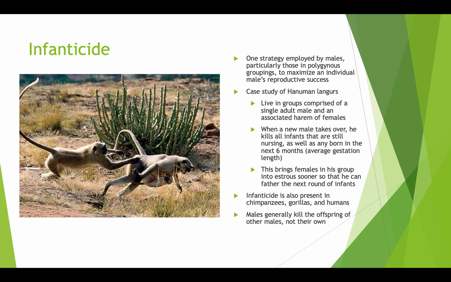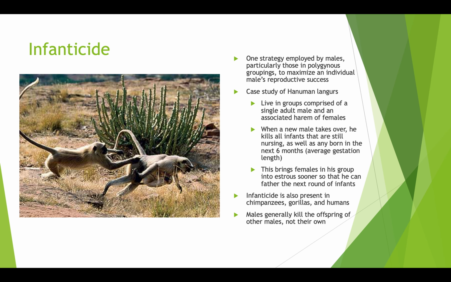So we talked about how, with respect to langurs that have this one male, multi-female group, we see high rates of infanticide. And this was one of those factors that influenced group size, this need to minimize the likelihood of infanticide. So one strategy that can be employed by males is infanticide, particularly when we see those polygynous groupings. Infanticide is when males will actively seek out and kill infants.